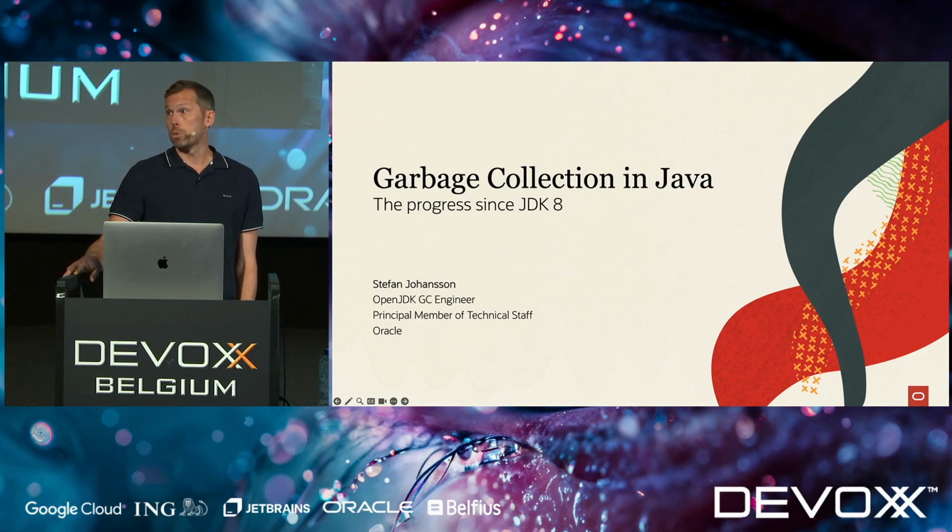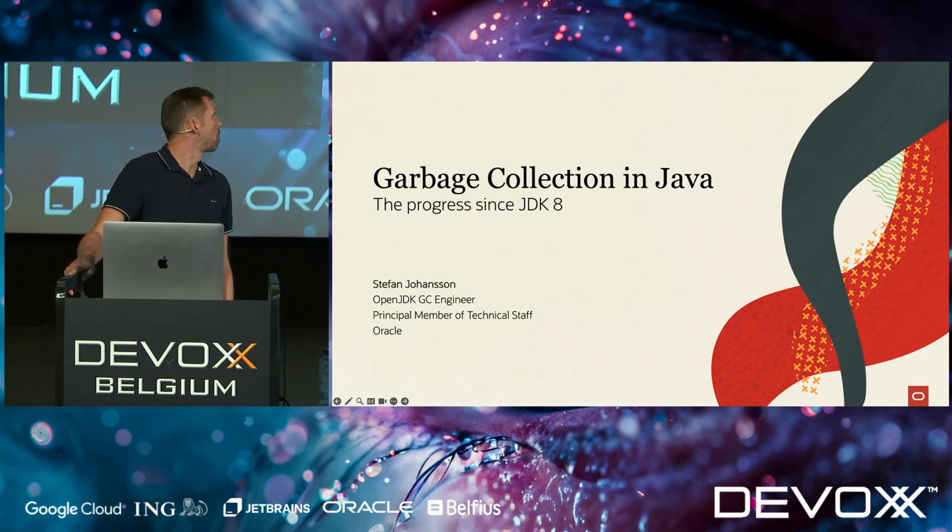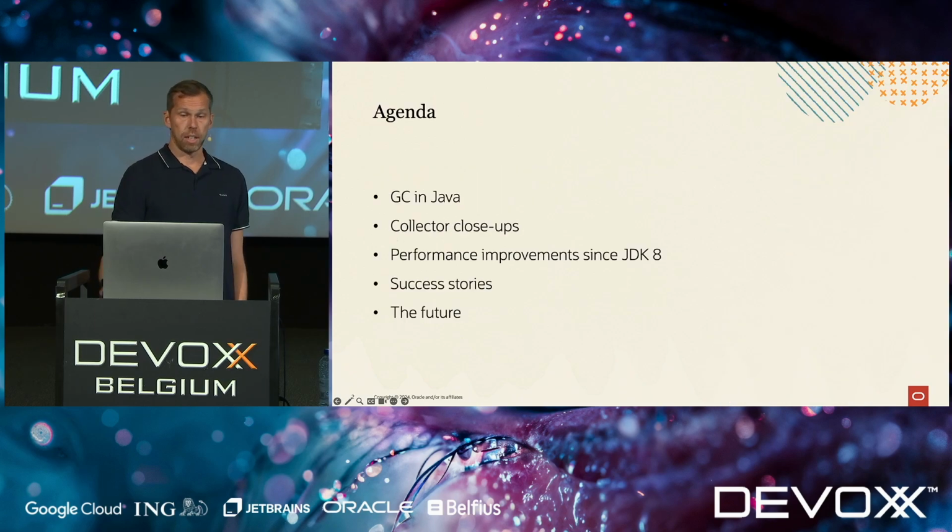I have two goals with this presentation. First, I want you to learn more about GC in general, hopefully helping you when choosing which garbage collection algorithm to use. But I also want to show all the great progress that we've made since JDK 8 and hopefully encourage you to try out a more recent version of the JDK if you're still on JDK 8. So with that, let's take a look at the agenda.